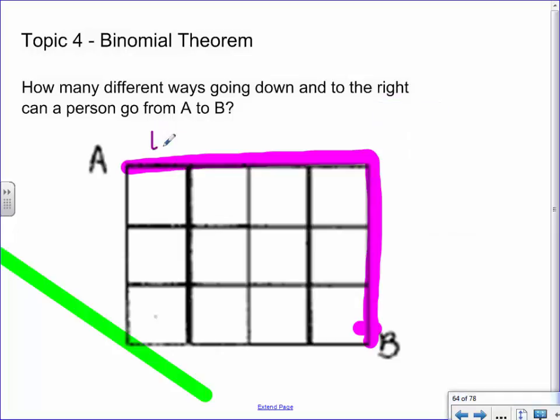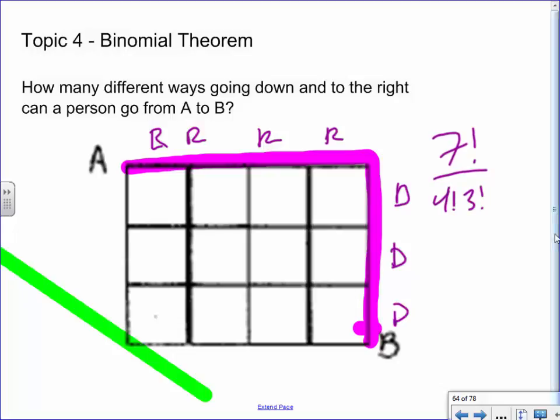I guarantee you that you've got to go right, right, right, right, and down, down, down in some order. You have to take 7 blocks total. So the correct answer to this was 7 factorial over 4 factorial, 3 factorial. Is that familiar to you guys? That's the kind of question they might give you.